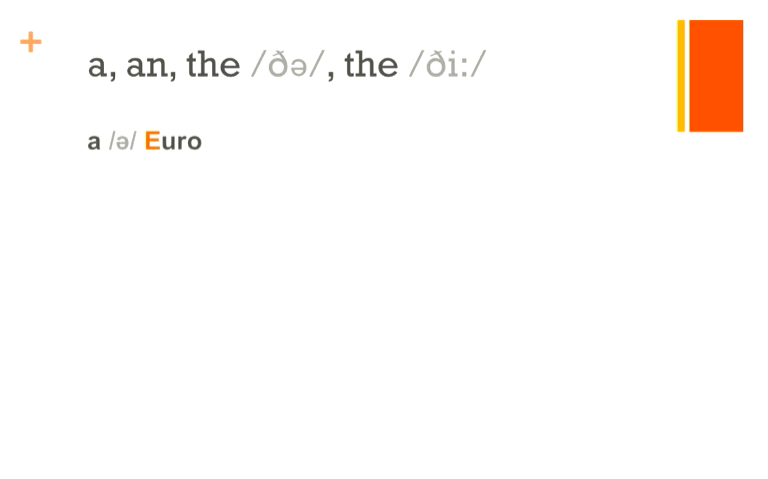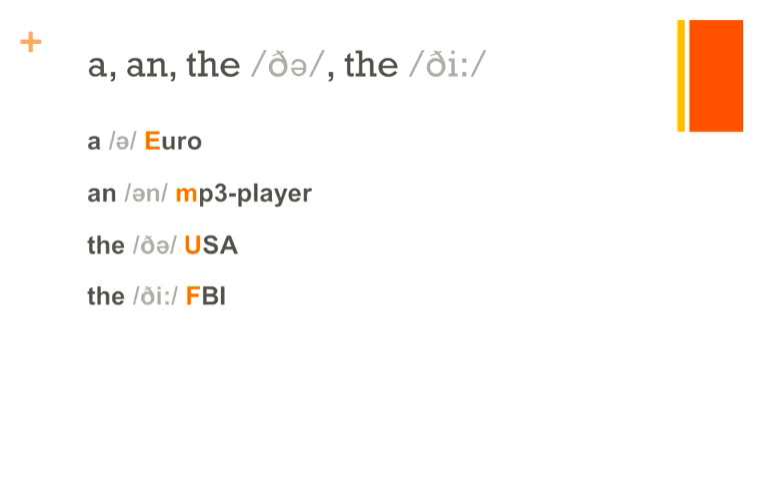Let's have a look at the next combinations. Why is it a euro? E clearly is a vowel. Why is it then an MP3 player? Now, M is definitely not a vowel, it's a consonant. Why do we say the USA? U is a vowel, and why is it the FBI? Oh, come on, please. F is definitely not a vowel, and still it's the FBI. It's an hour. H is a consonant, and it's a European, and again, E is a vowel. Now, why is that so?